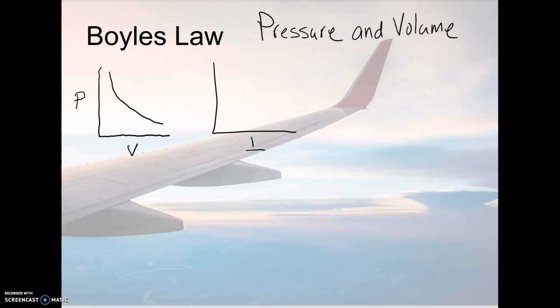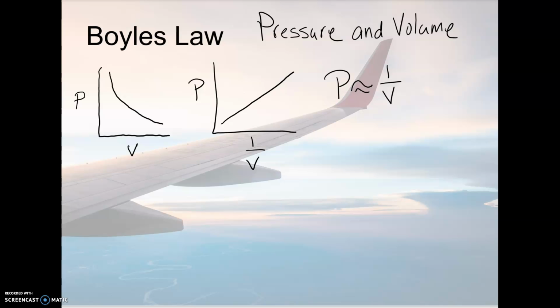Now, if instead of volume, we plotted 1 over volume on the x-axis against pressure, we then get a straight line that has a positive slope. Now we actually have a relationship. So we can say that pressure is proportional to 1 over volume. And we use this funny little symbol. It's not really an equal symbol. It just means it's proportional.